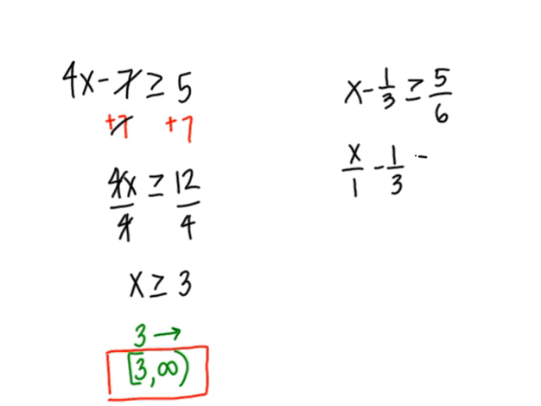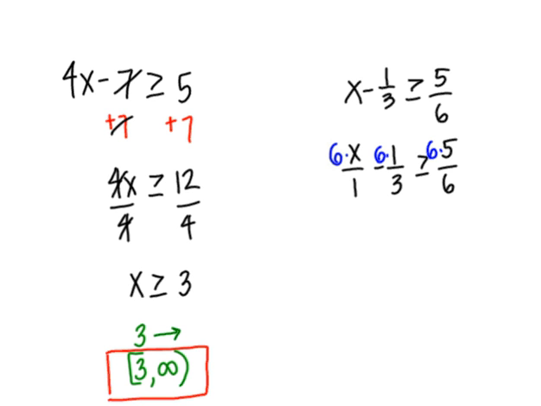So I'm going to rewrite the problem and make sure all of my whole numbers turn into fractions. So I would have x divided by 1 to make x into a fraction. x divided by 1 minus 1/3 is greater than or equal to 5/6. My common denominator for 1 and 3 and 6 would be 6. So what I'm going to do is put a 6 in every top. When I do that, each of those three fractions is going to simplify.